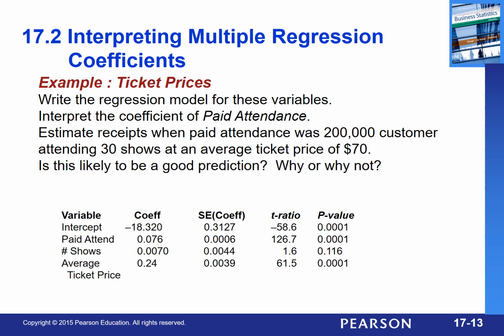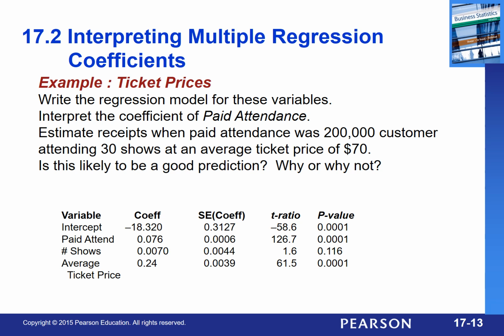What we want to do is write a regression model for these variables and then interpret the meaning of the paid attendance coefficient, and then we're going to come up with an estimate for receipts when there were 200,000 customers attending 30 shows with an average ticket price of $70. And then we're going to ask, is this a good prediction? Did it do a good job? And then why or why not?